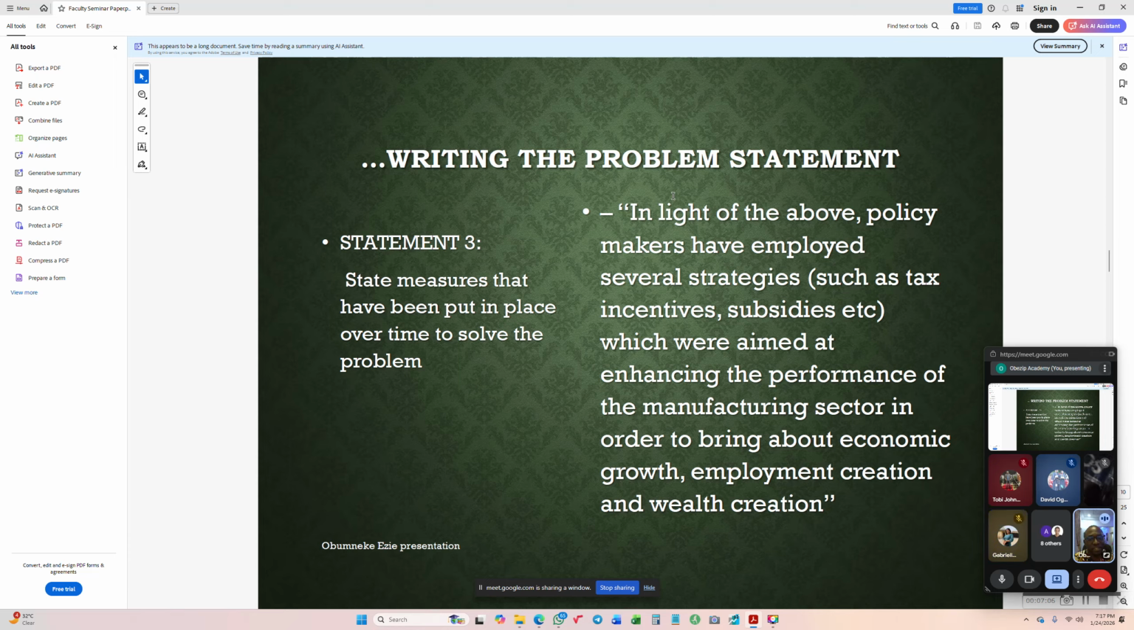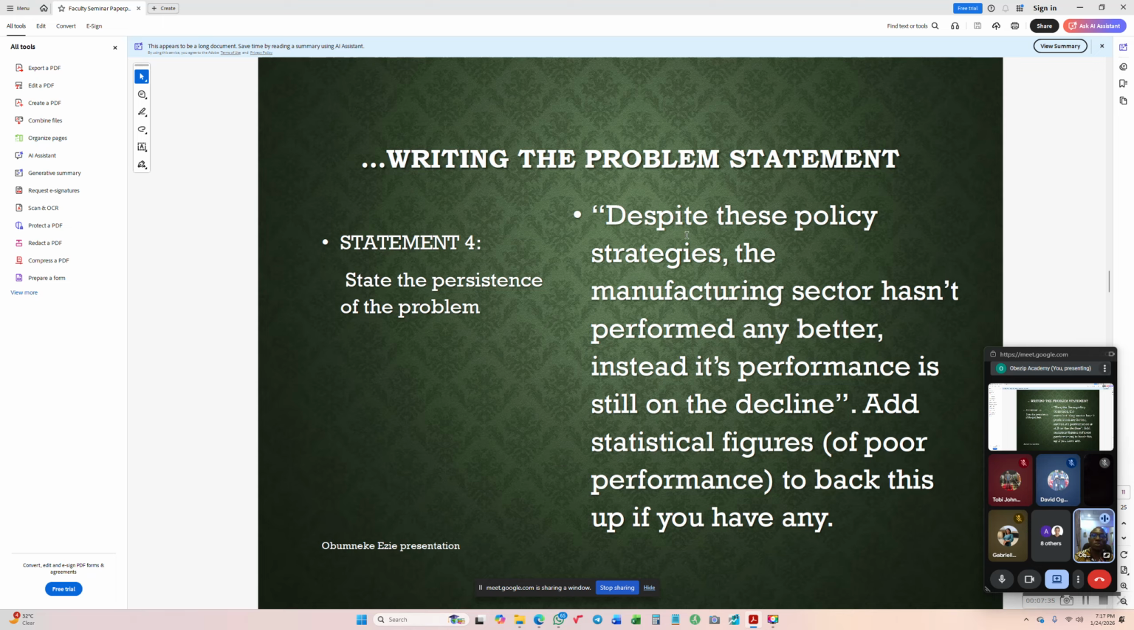We can use a statement like this. In light of the above, policymakers have employed several strategies such as tax incentives, subsidies, etc., which were aimed at enhancing the performance of the manufacturing sector in order to bring about economic growth, employment creation, and wealth creation, which we expect the manufacturing sector to actually be. All right. Now, these are the measures that have been put on ground to tackle the problem we saw on ground.